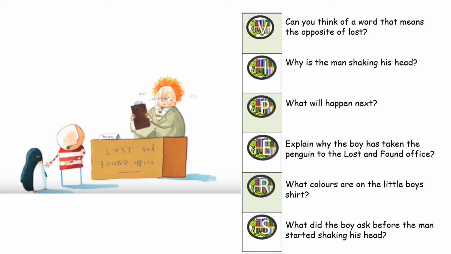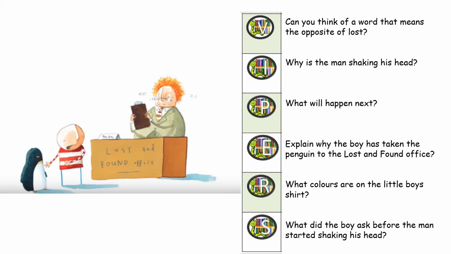So the first one is a V for vocabulary. And it says, can you think of a word that means the opposite of lost? Now we've got that picture there that says lost and found office. So can you think of a word that means the opposite of lost? Pause the video, come back when you're done.